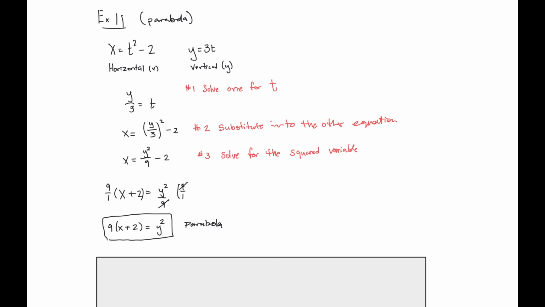But that's it. I essentially started with 2 equations, solved one for t, and you're going to get one equation like this, substitute in, simplify anything you need to first, like where we had the squared part, and then solve it for the squared term. And that's what I did here. And so that's your parabola.